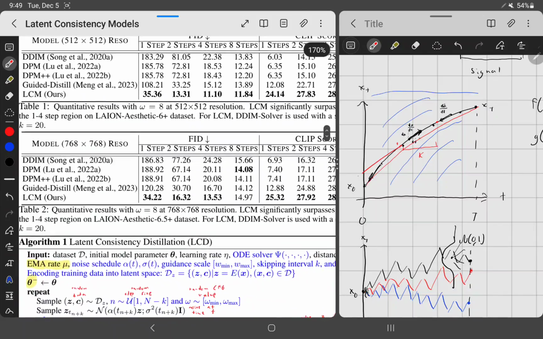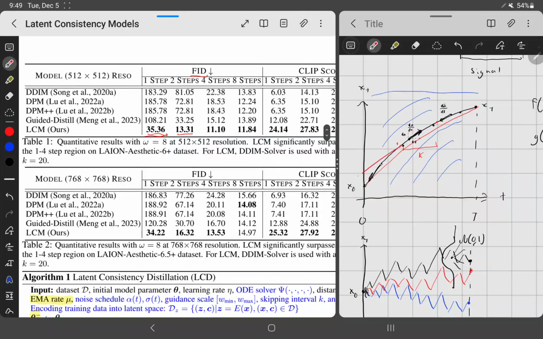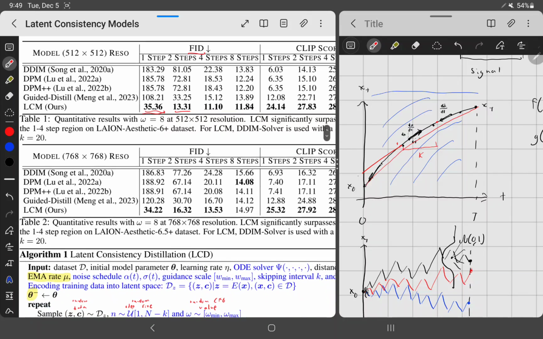And it does really good. At one step, the FID is looking pretty good. These ones totally fail. This one does not. And in 2 steps, it does really, really good. The FID is really low.